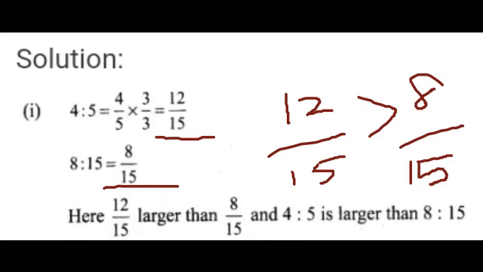So that means the greater fraction is 12/15. How did we get 12/15? From which one did we get it? From 4/5. So which ratio is the greatest ratio? 4:5 is the greatest ratio.